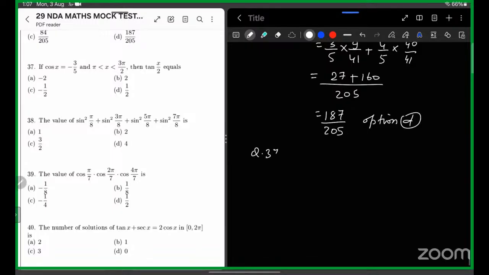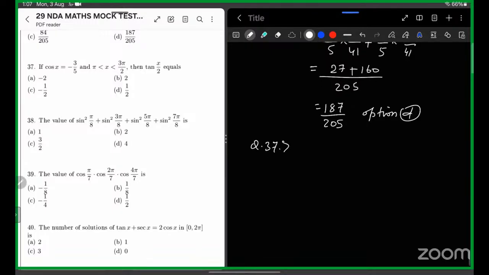Question 37. Cos x value they have given. They are asking you to find out tan x by 2. For tan x by 2, there is a half angle formula applied. Which quadrant have they given? Okay, pi to 3 pi by 2. Then if you take half, we will reach the second quadrant. In the second quadrant, tan will be negative. Put a minus sign. Apply the formula: 1 minus cos x upon 1 plus cos x.